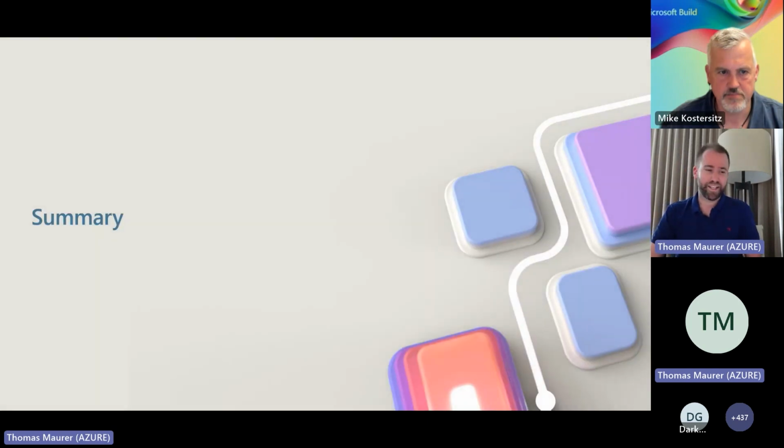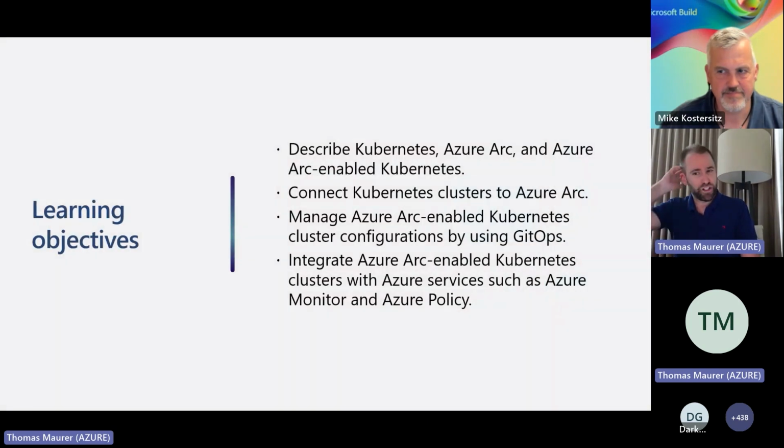And let's summarize a little bit what we just learned. Again, the learning objectives: a little bit on Kubernetes, and Mike did a great job explaining the concepts of Kubernetes, Azure Arc, and Azure Arc-enabled Kubernetes. You saw quickly how you can connect a Kubernetes cluster and how you can, for example, look at the monitoring pieces and so on. We also had a look at the policy stuff. We didn't have time to go through the GitOps stuff, but again, you can do that on your own time.